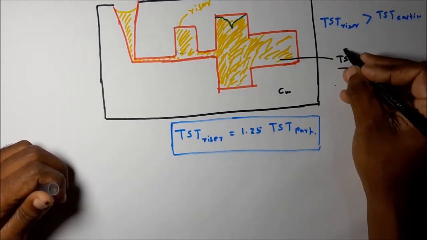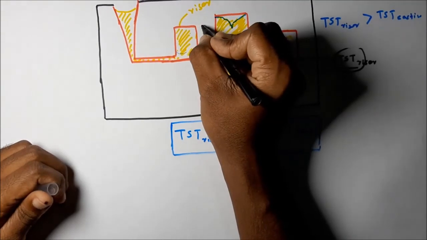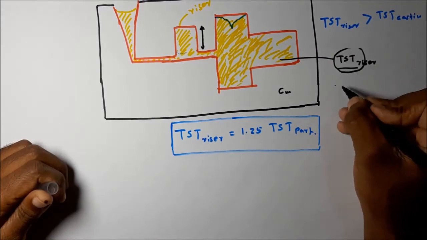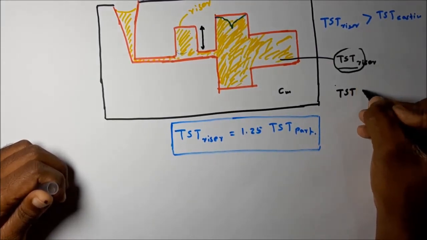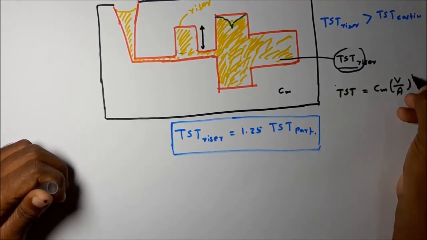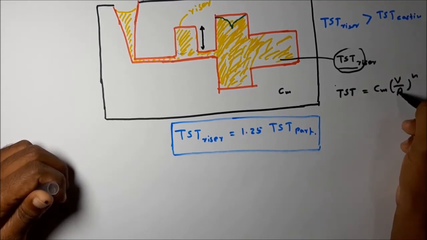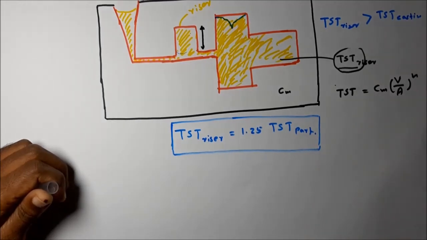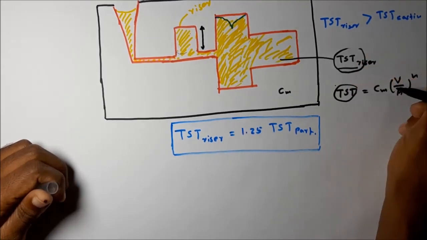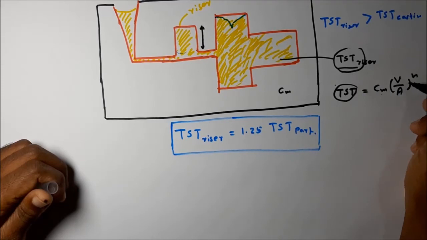To get this solidification time, we have to decide what the dimensions for this riser are. If we take the total solidification time of the riser, that is equal to Cm times V divided by A to the power n. The only things we can change are the volume and the surface area. Cm is a known constant, n is also a constant. We can change only the volume and the area, which means we can change only the dimensions of the riser.